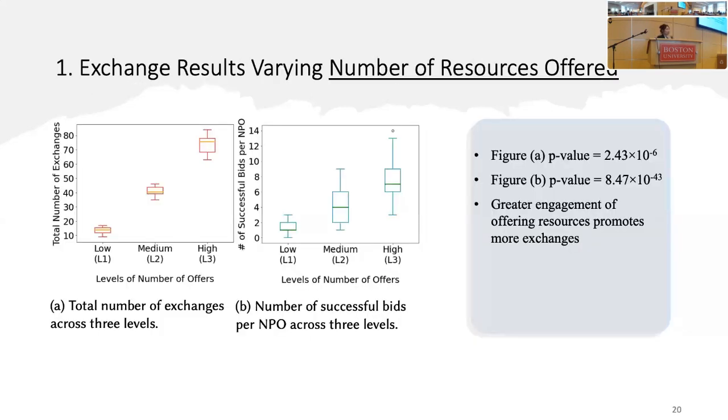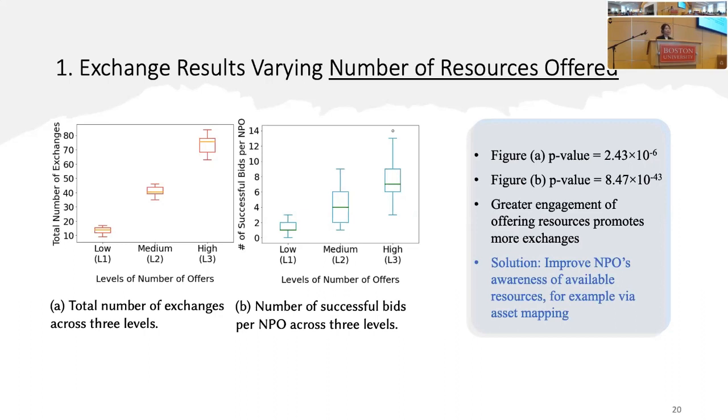Here, the left figure shows the distributions of the total number of exchanges, and the right figure displays the distributions of the number of successful bids, or received resources, per nonprofit across all 3 levels of number of offers. As the variables do not meet the assumption of IID, non-parametric tests are used to compare distribution medians rather than means. It's clear that greater engagement in offering resources can promote more exchange for individual nonprofits and collectively. So we need to improve nonprofit awareness of available resources.